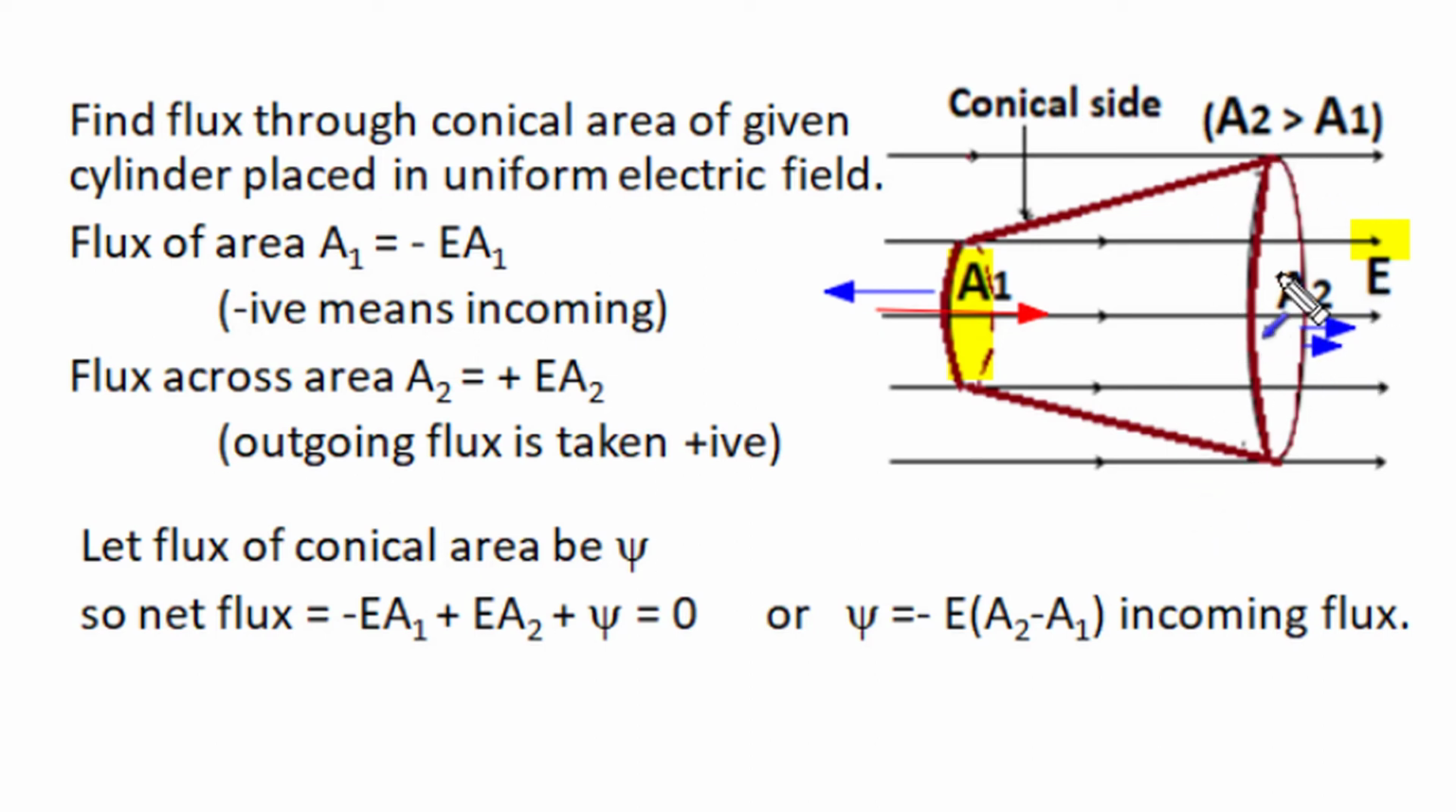So flux through this A2 normal area is plus EA2, and if conical surface side got a flux psi from it, then incoming flux, outgoing flux and conical surface area flux, total flux from this closed surface is 0, and calculation results as conical surface got E multiplied by (A2 minus A1) area product flux of negative sign. That means this flux is incoming flux at conical side, and conical side and A1 area side total incoming flux is equal to total outgoing flux of A2 area, or net flux through this closed surface is again 0 as it is placed in a uniform electric field where source charges are absent inside this closed surface.